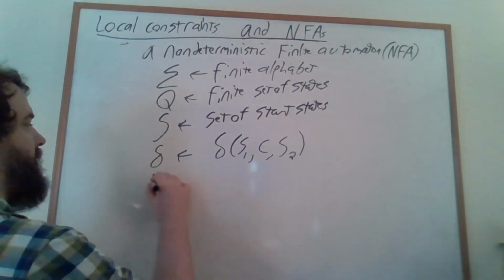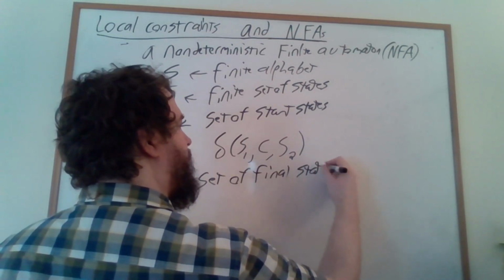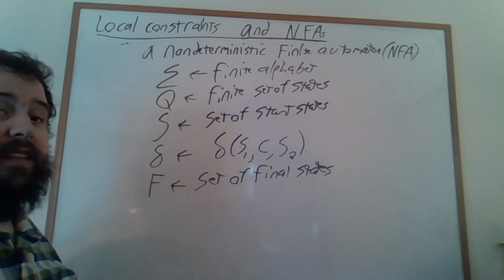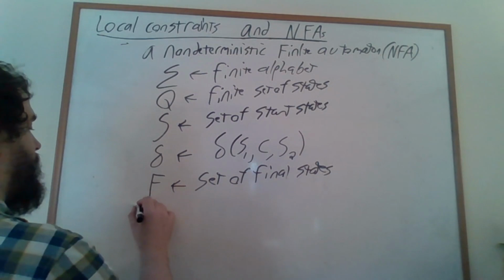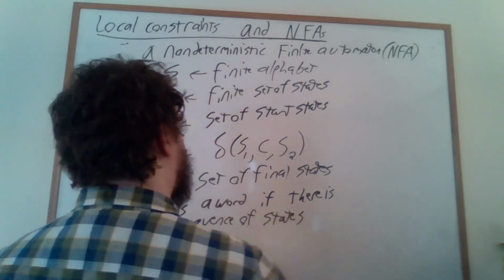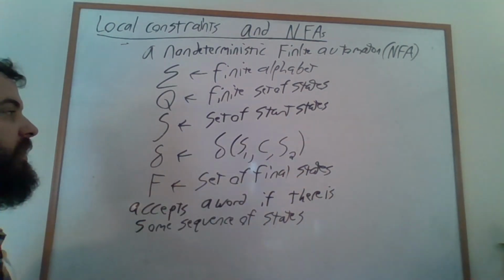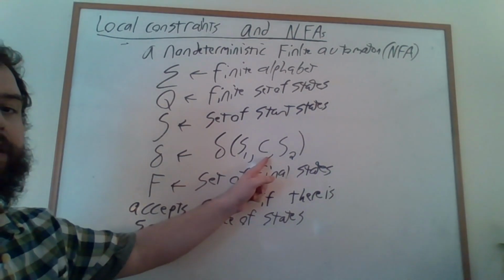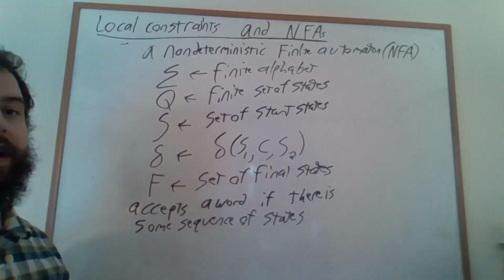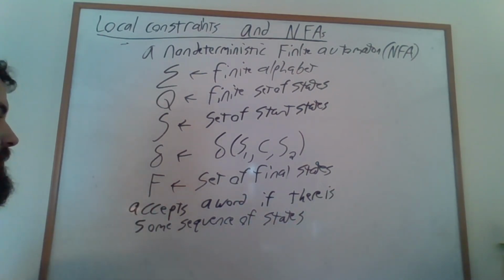And finally, we have our set of final states. And again, the rule is that our non-deterministic finite state automaton accepts a particular word if there is some sequence of states that starts where we want it to, has valid transitions, that is, that the state before reading a particular character and then the state after we read that particular character has to satisfy this transition relation, and our sequence of states also has to end in one of our set of final states.